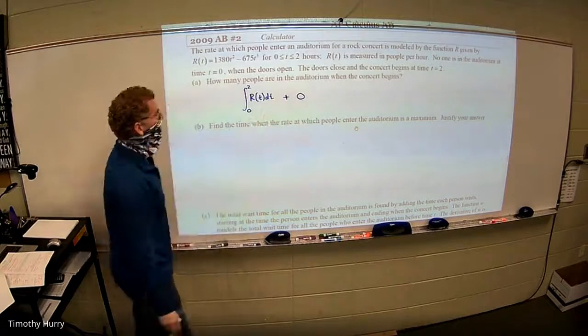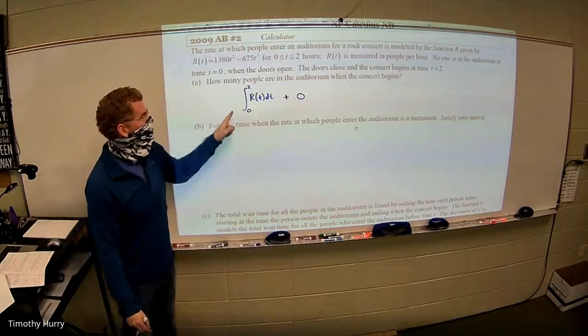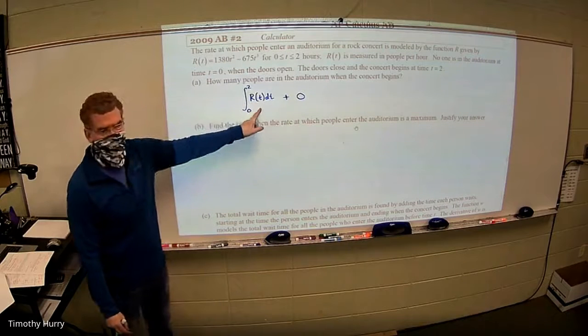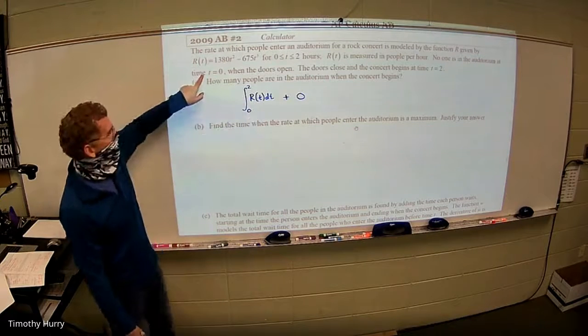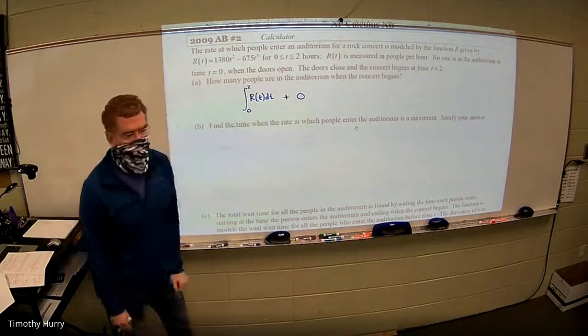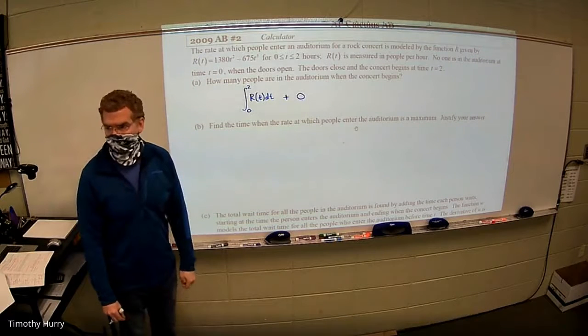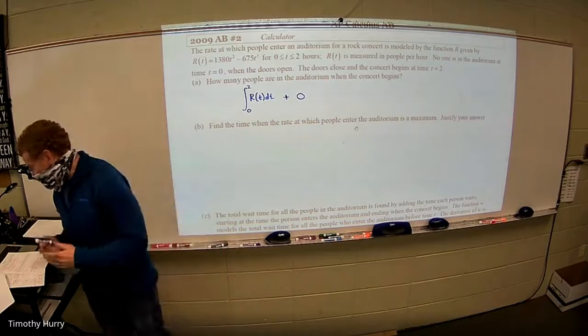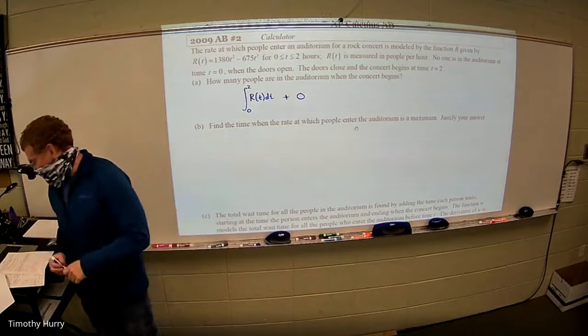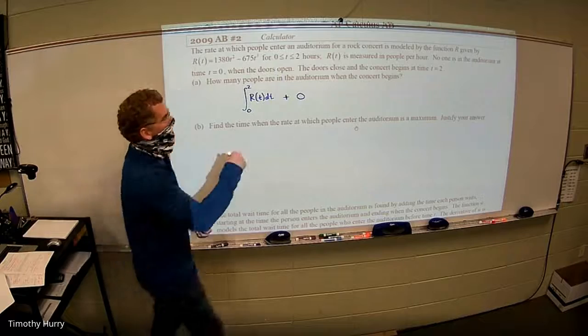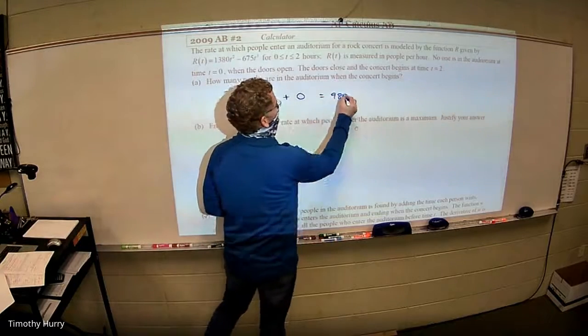And you don't even need to do that here. Literally, that is the change in the amount of people. So that's how many people are in the auditorium because at time 0, there were none. Are you with me? Okay, so that's really all you would have to do. Type that in your calculator, and it spits out 980.